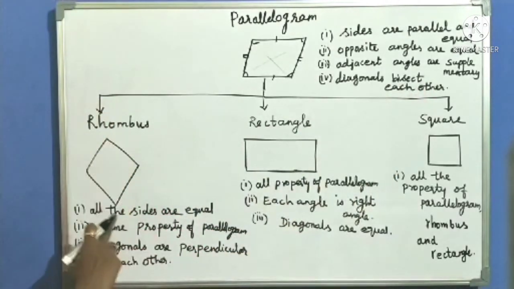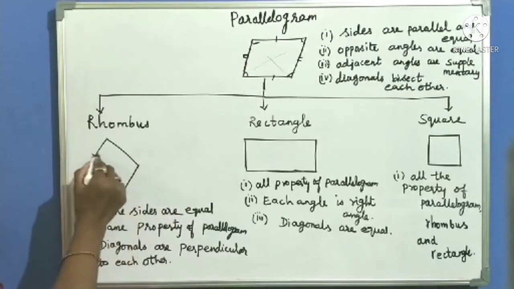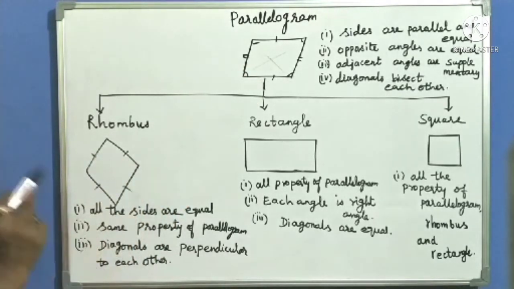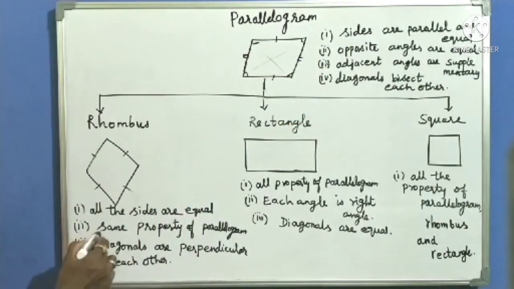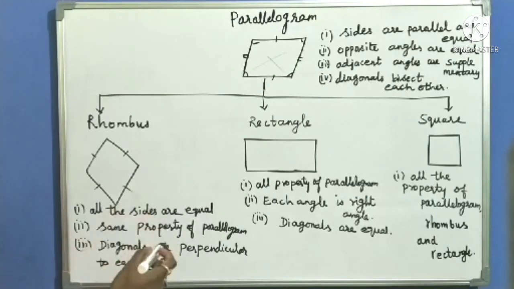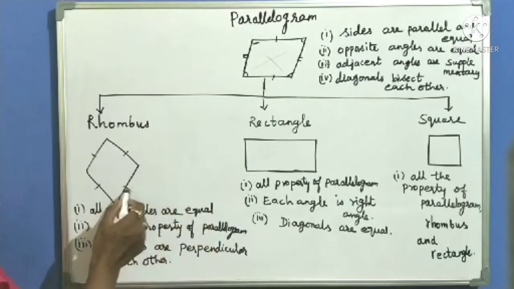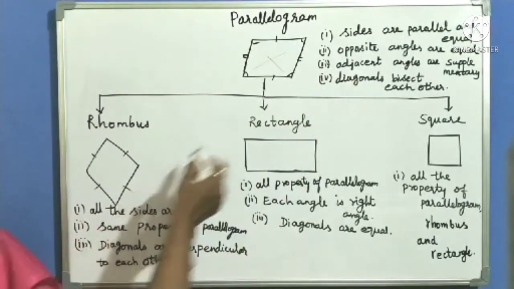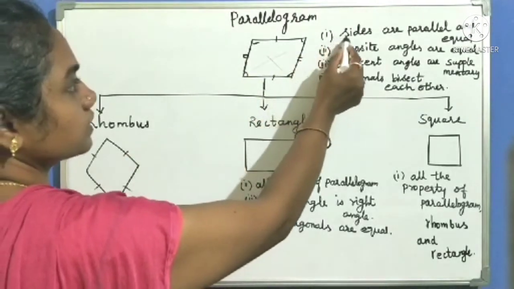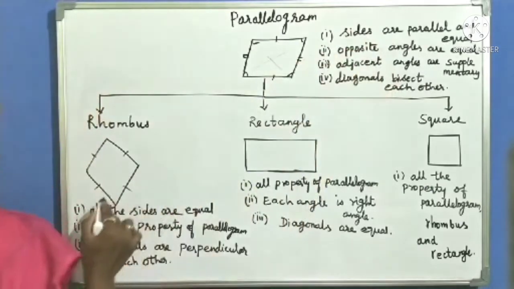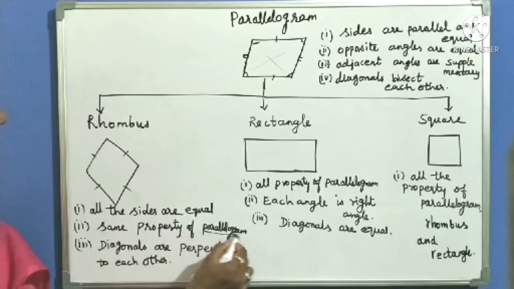So rhombus: all the sides are equal. In a parallelogram, opposite sides are parallel and equal, but in a rhombus all the sides are equal. The remaining properties are the same as the parallelogram: opposite angles are equal, adjacent angles are supplementary, and diagonals bisect each other.